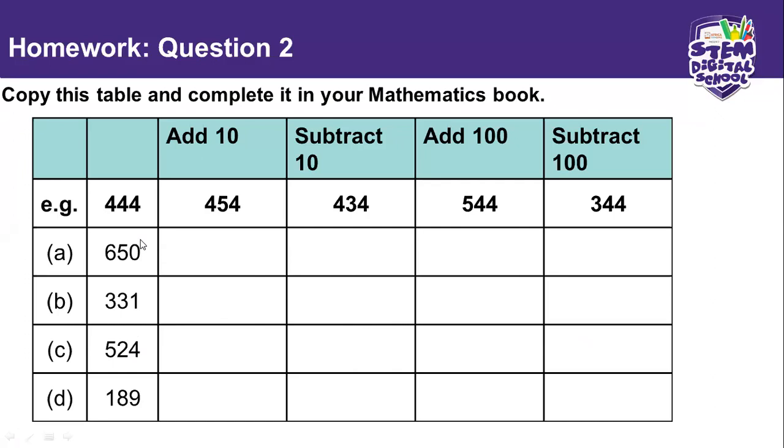So what we do, I'll quickly do the example with you. So it's 444. You add 10, it gives you 454. And they say subtract 10. You subtract 10 from the original number that we had there. 444 minus 10, it's 434. And then they say add 100. You add 100 to the original number that we got, 444. It becomes 544. And then we subtract 100 from the original number, which was 444, you get 344.